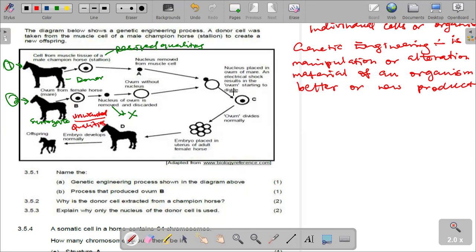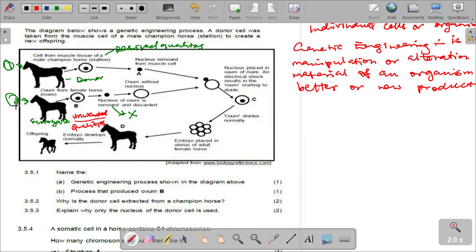What is happening there is that scientists take the nucleus from the muscle cell, and it is stimulated through an electric shock, such that it must start to divide. It is just done to activate the process of what? Of division, which is what we call mitotic cell division, that is taking place there. So therefore it can grow. That is one concept that I want you to take note of.